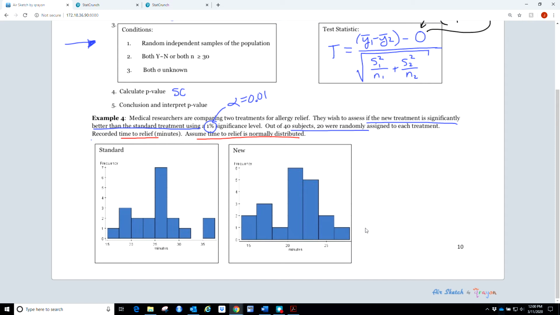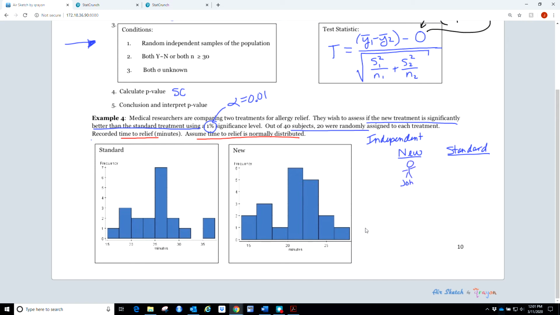There's our quantitative variable. And it tells me to assume that things are normally distributed. So we're actually going to talk through a couple of things before we start going through and doing the hypothesis test. So first, let's talk through why they are independent. Our two groups that we're comparing are the new treatment and the standard treatment.